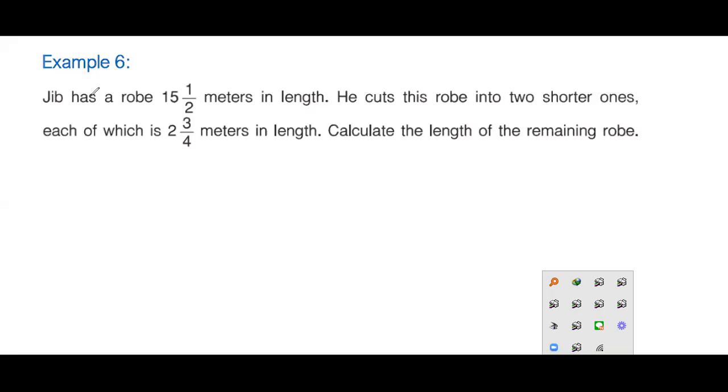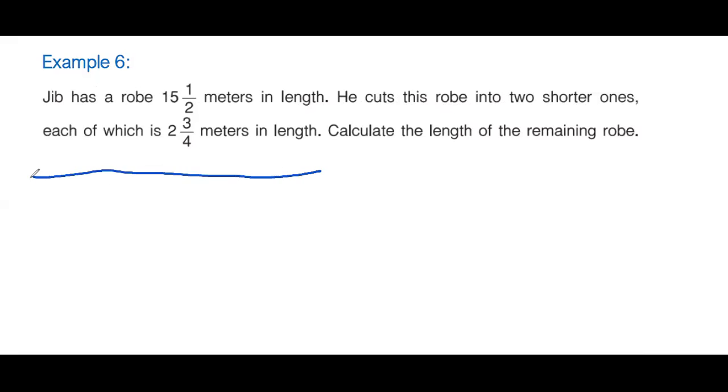So, Jib has a rope 15.5 meters in length. He cuts this rope into two shorter ones. You see that the whole rope, let's say that it is this one, it was 15.5 meters. Then he cuts this rope into two shorter ones, each of which is 2 and 3 out of 4 meters in length. So let's say he cuts out this, this is 2 and 3 out of 4 meters. Then he also cuts another one, which is 2 and 3 out of 4 meters.